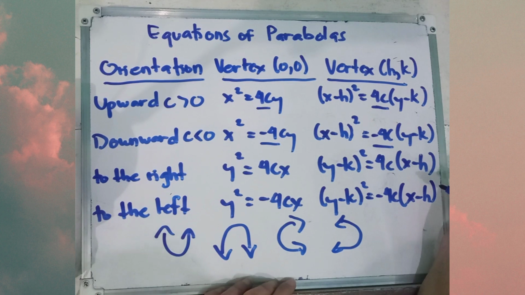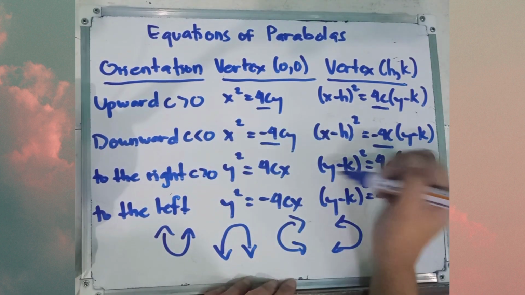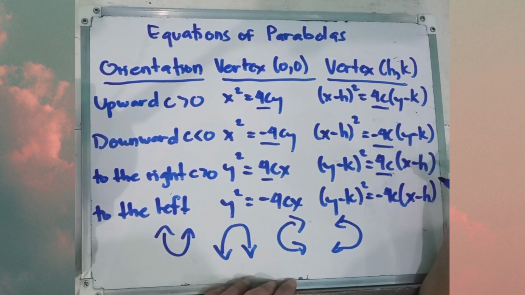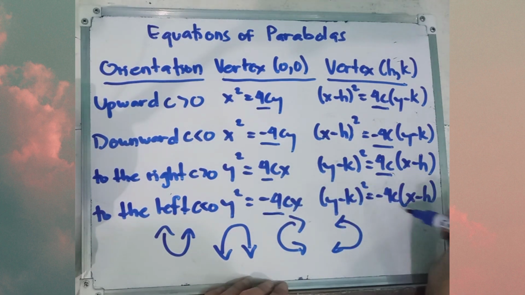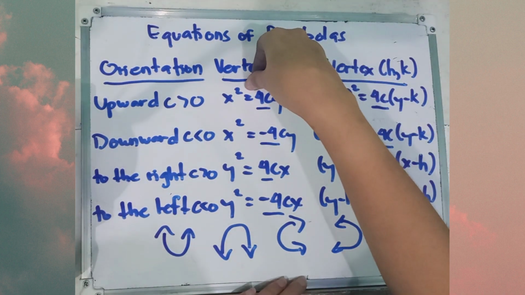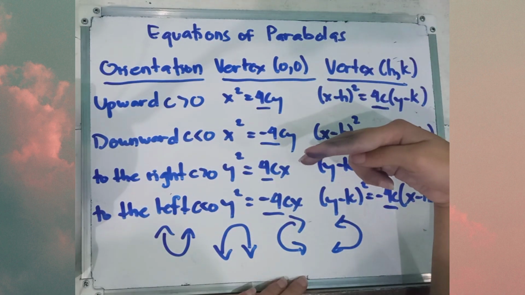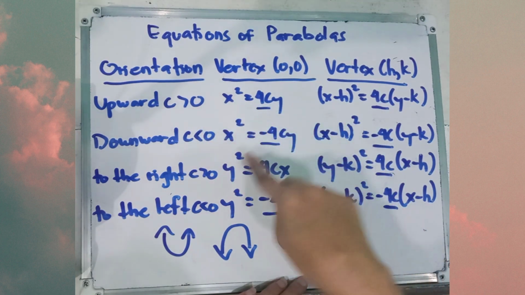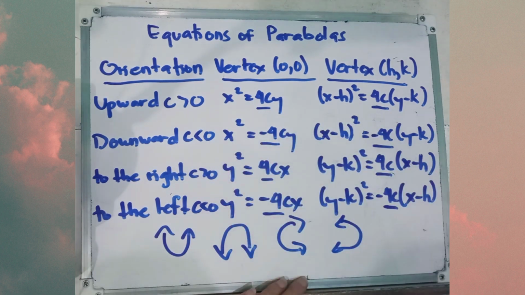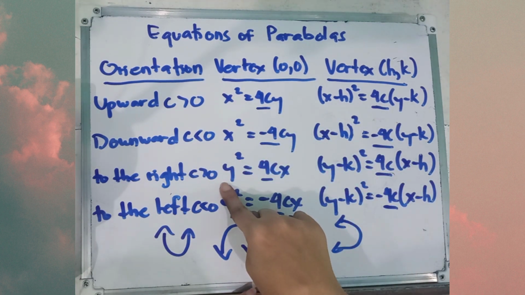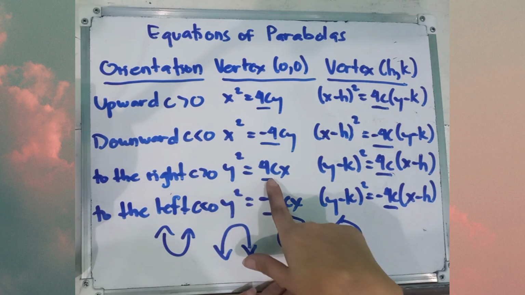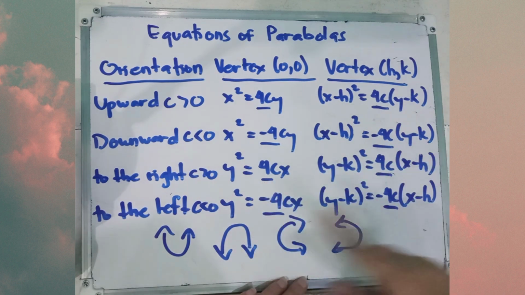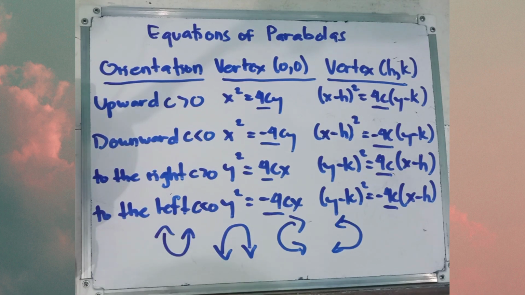For the second group, if c is greater than 0, it means that the parabola is opening to the right. If c is less than 0, the parabola is opening to the left. So take note of those. Again, if the exponent 2 is on the x variable, it's either opening upwards or downwards. It's upward if c is greater than 0. If it's less than 0, then it's opening downwards. If the exponent 2 is on the y variable, it opens to the left or to the right. If c is greater than 0, it opens to the right. If c is less than 0, it opens to the left.